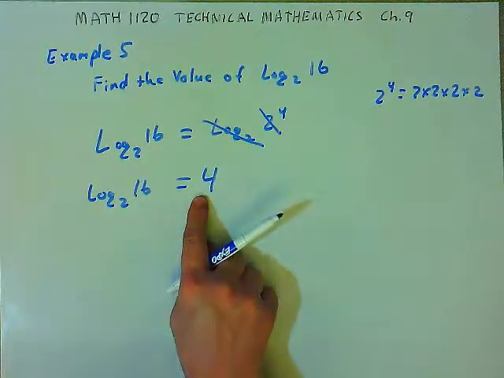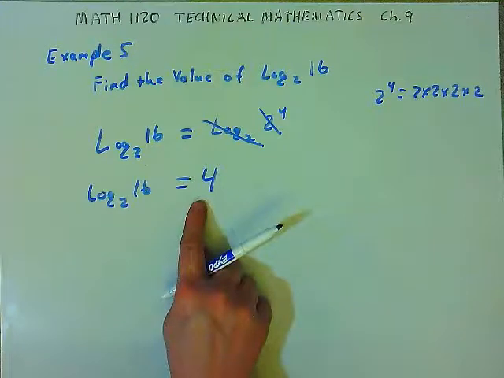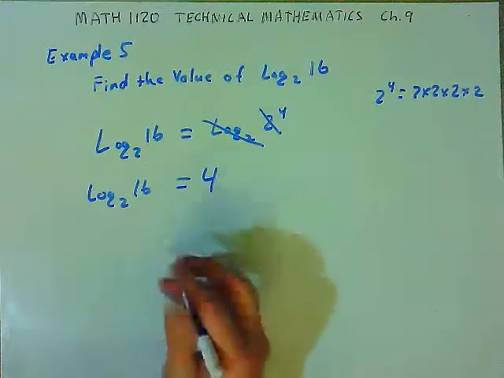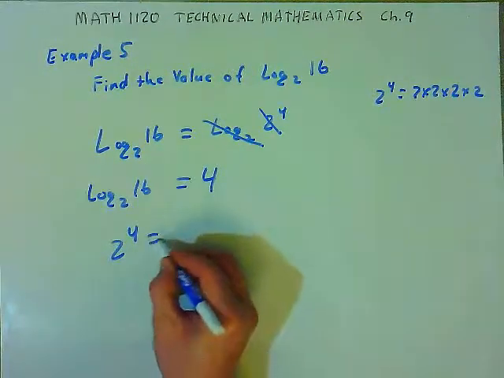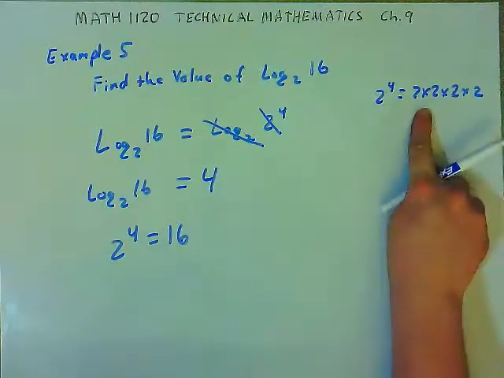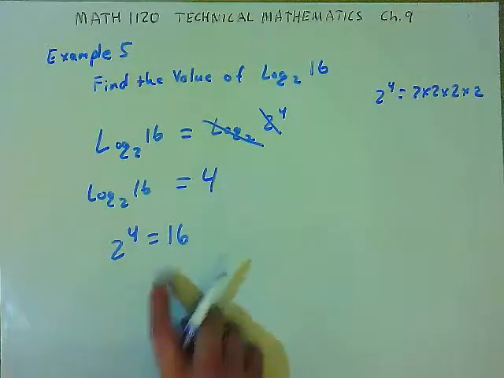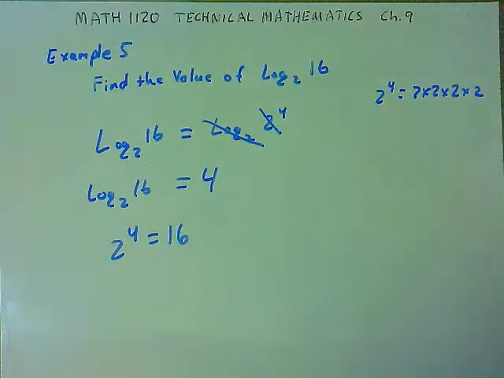And we can check our answer by rewriting this in an exponential form. This says that 2 to the 4th power is equal to 16. And we already proved that. And so this will be the solution to that problem.